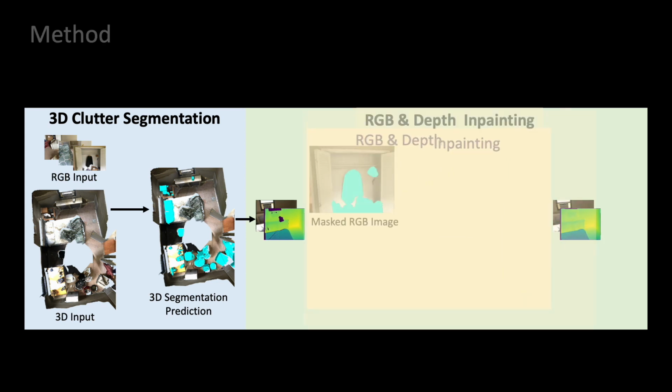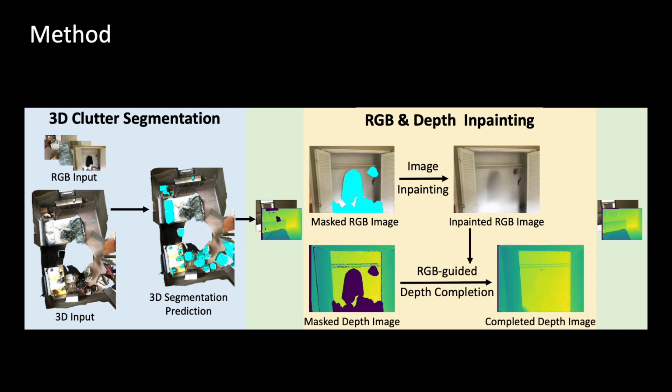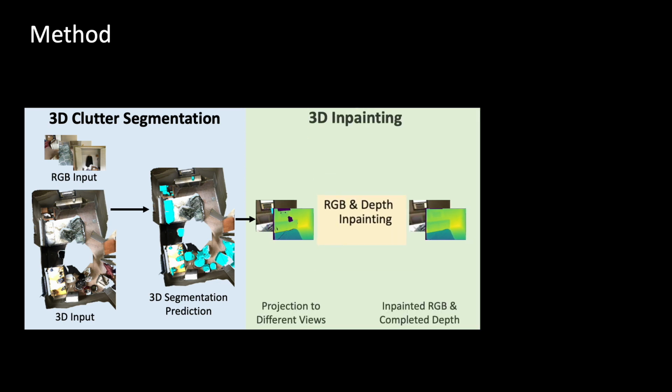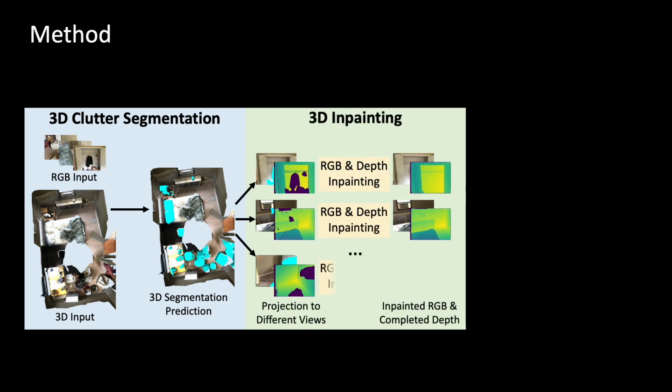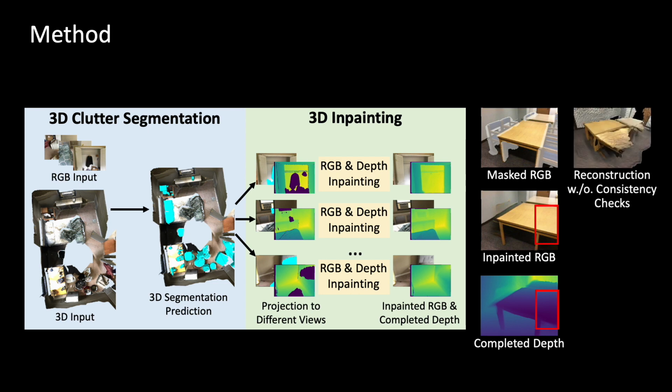During the separate RGB and depth image inpainting, we first inpaint each RGB image. Then, the inpainted RGB image is used to guide depth completion. We perform such RGB and depth inpainting for all views. Sometimes, the inpainted RGB-D images may not be consistent across all views. A direct reconstruction using these inconsistent inpaintings may easily produce artifacts.